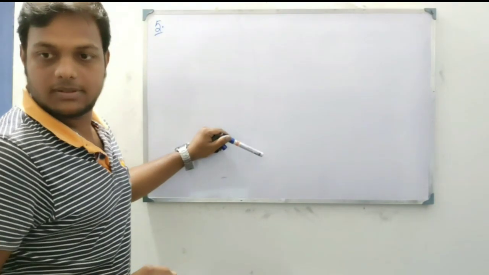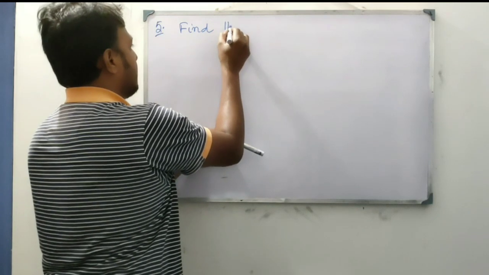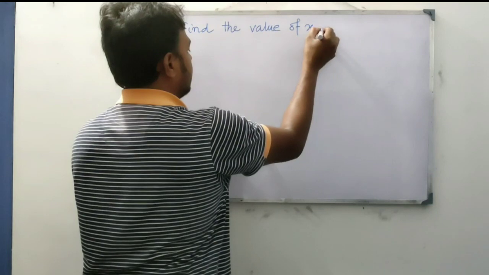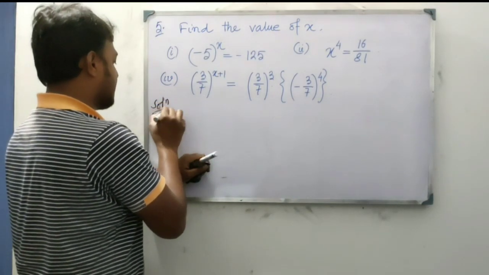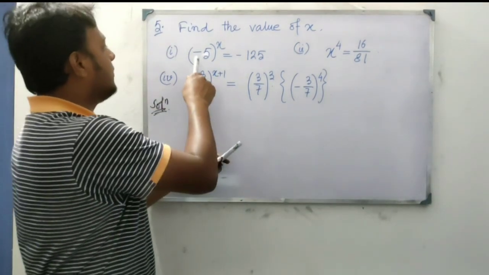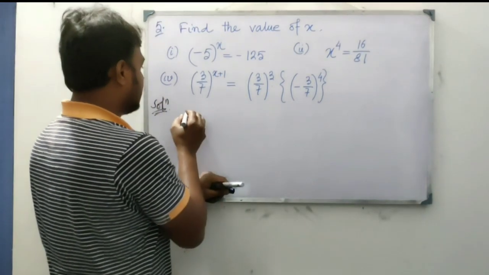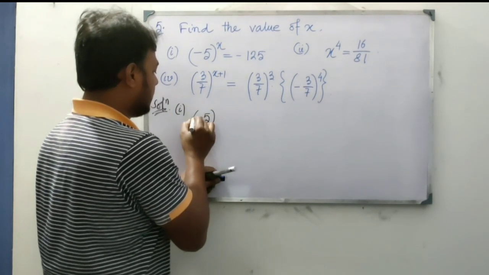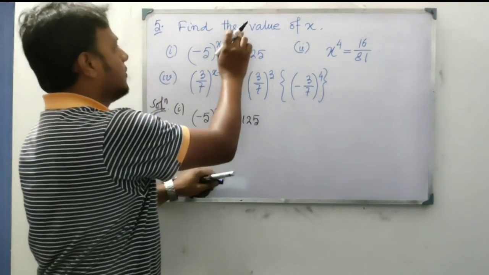Fifth number problem is find the value of x. First one, solution. Given that (-5) to the power x equals -125.